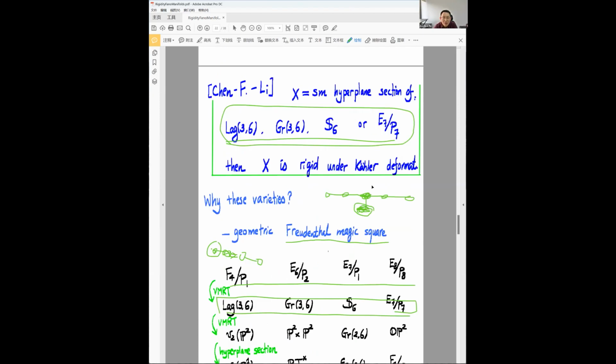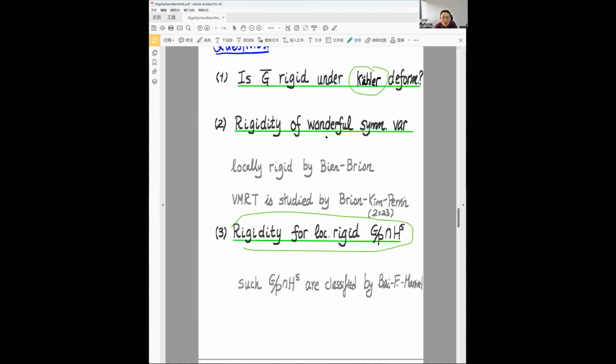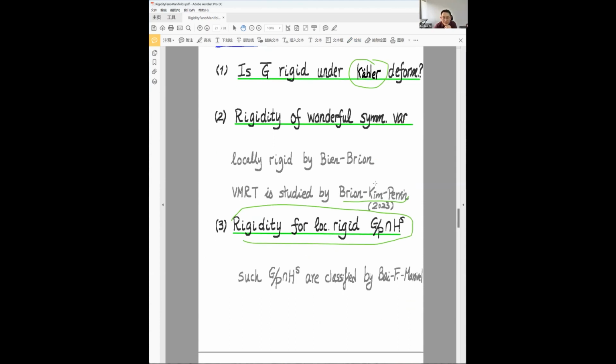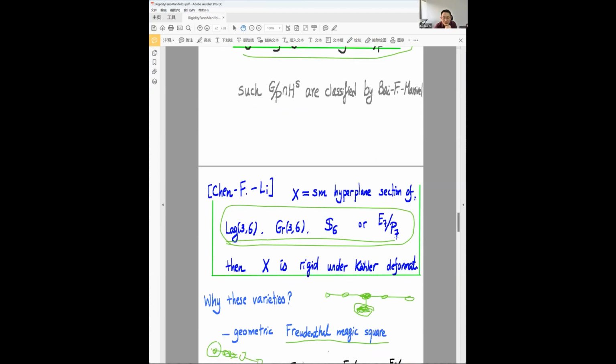And in other cases, for example, this wonderful symmetric variety studied by Hyun, Kim, and Behan, it could be of higher Picard number. So for the Picard number 1 case, there are only these four cases.